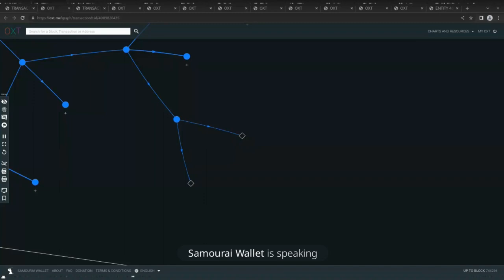QR Cat asks, why does the Samurai Mix pool keep information about all user UTXOs, and how secure is this storage? I don't understand what that means. Samurai Mix Whirlpool doesn't keep information about all user UTXOs at all. So maybe, QR Cat, if you clarify your question a little bit, I can answer it better, but I don't understand that question.